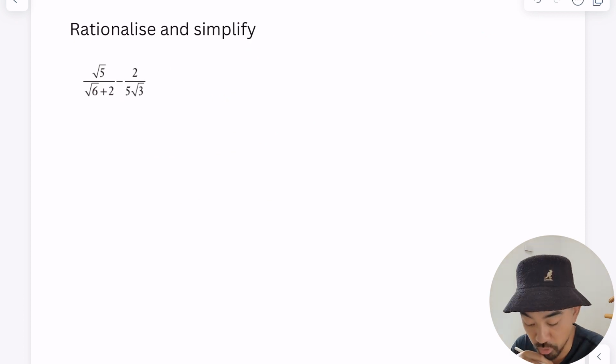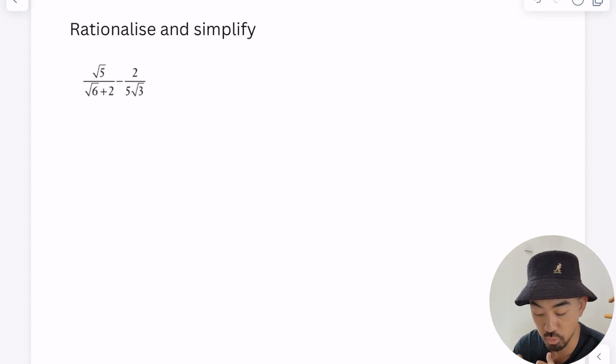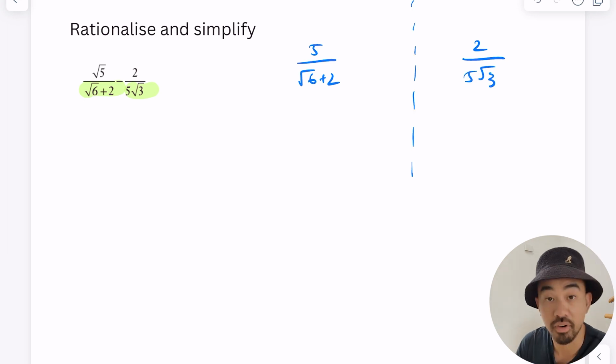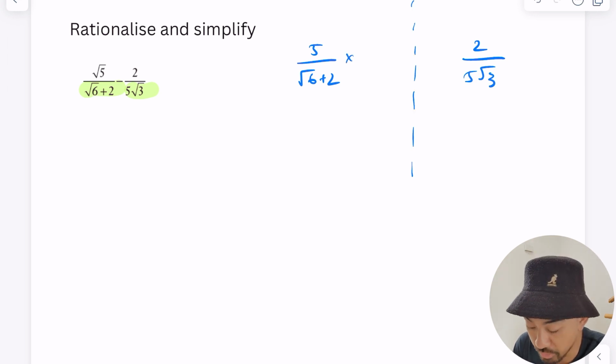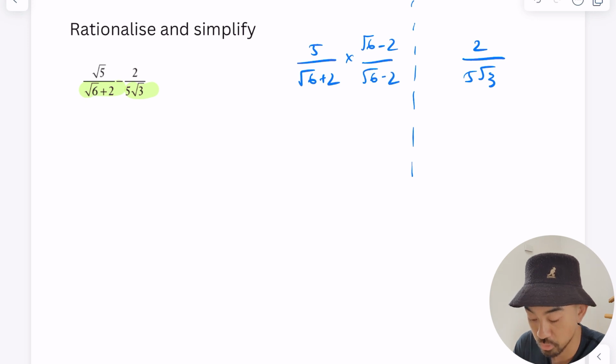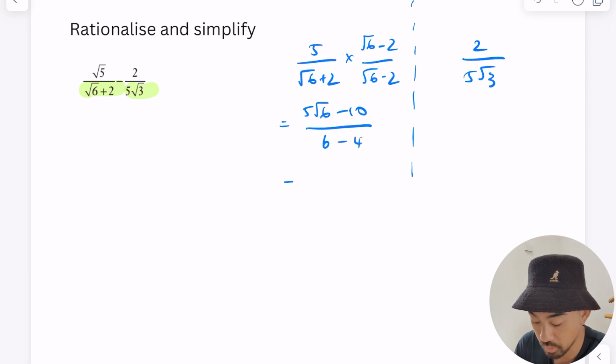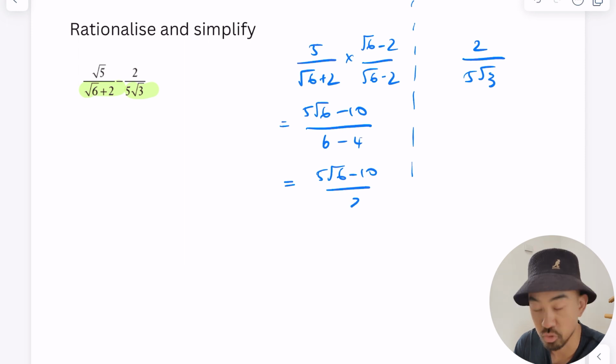All right, so this one is a little bit more complicated. We've got an operation with two fractions and two different surds in the denominator. So in this circumstance, when these surds are different and they're not a difference of two squares, I'm going to rationalize them separately, and then bring it back together. Let's do 5 over root 6 plus 2. So remember, times by the conjugate, so root 6 minus 2 over root 6 minus 2. Expand that out, so you'll get 5 root 6 minus 10 over, remember, difference of two squares, so 6 minus 4. So 5 root 6 minus 10 over 2.